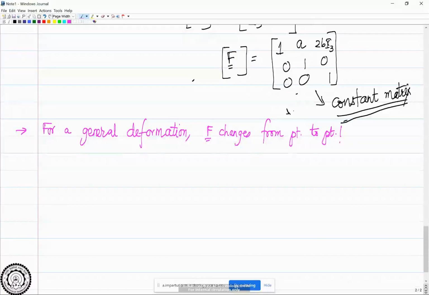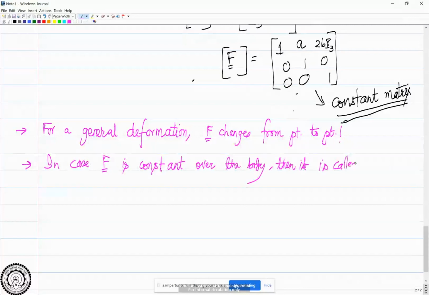Okay. Sorry. So I'm back. I hope you guys are there. Okay. So for a general deformation, F changes from point to point. But in case F is constant over the body, then it is called homogeneous deformation. So that's a special case, homogeneous deformation.